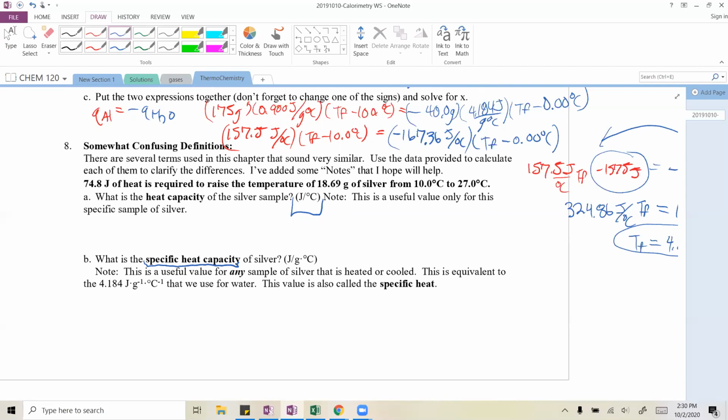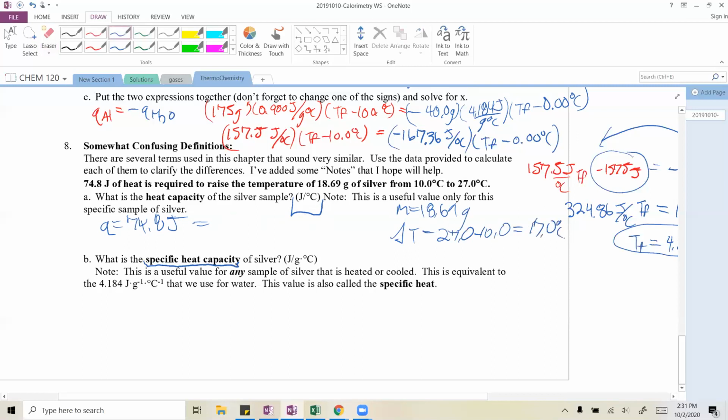So the heat capacity of this silver sample, well, we know that Q is 74.8 joules. We know that its mass was 18.69 grams. We know that it went from 10.0 degrees Celsius to 27.0 degrees Celsius. So its mass is 18.69 grams, its delta T is going to be 27.0 minus 10.0, so 17.0. And what we don't know is its C.